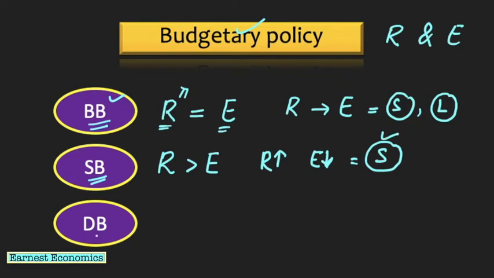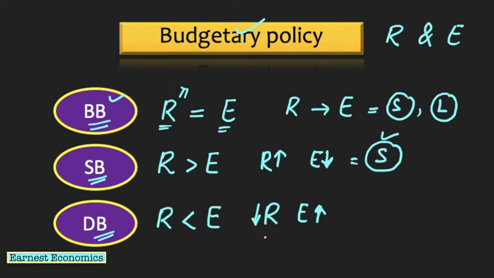Now let's come to the third, what we call a deficit budget. What is a deficit budget or deficit budgetary policy? When the revenue of the government is less than the expenditure, the government is receiving less revenue in comparison to the expenditure that it is making.